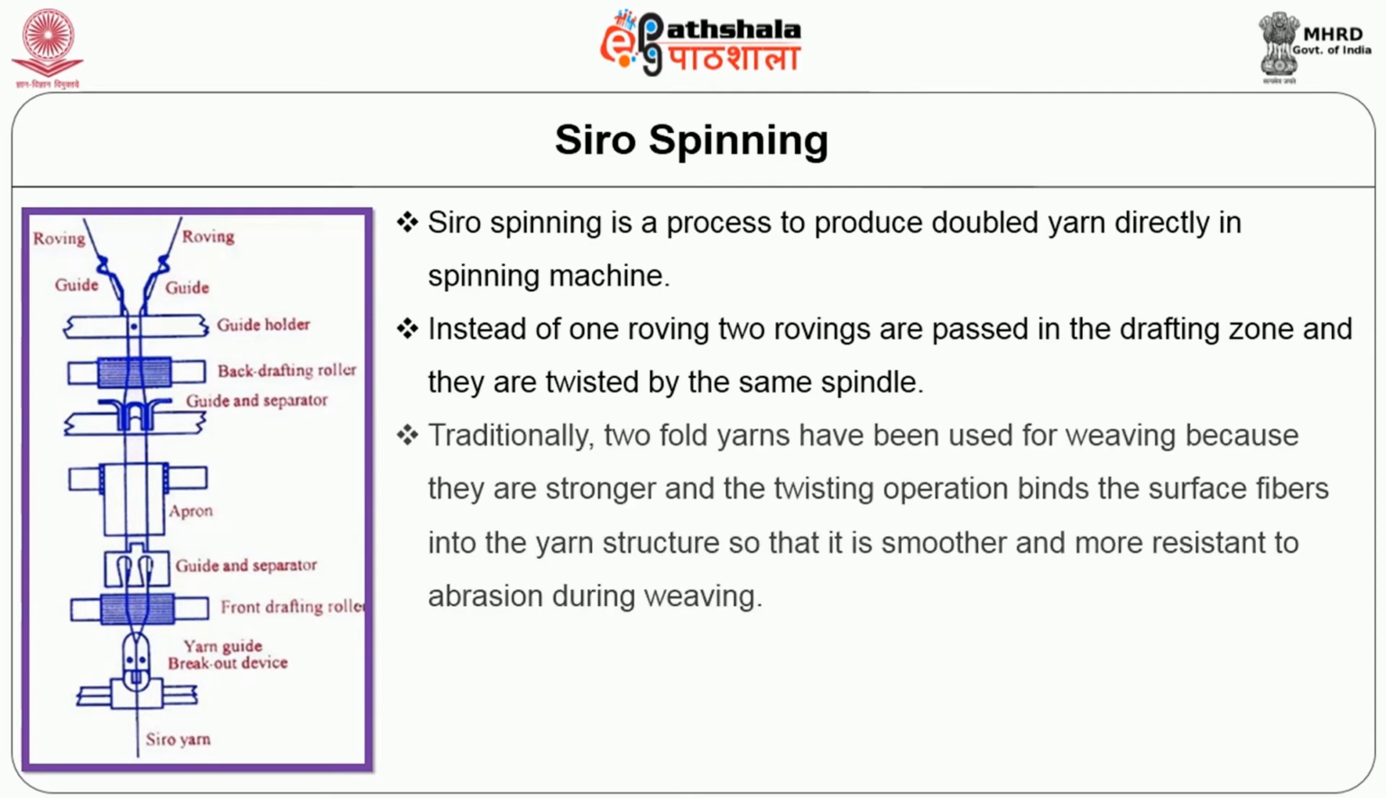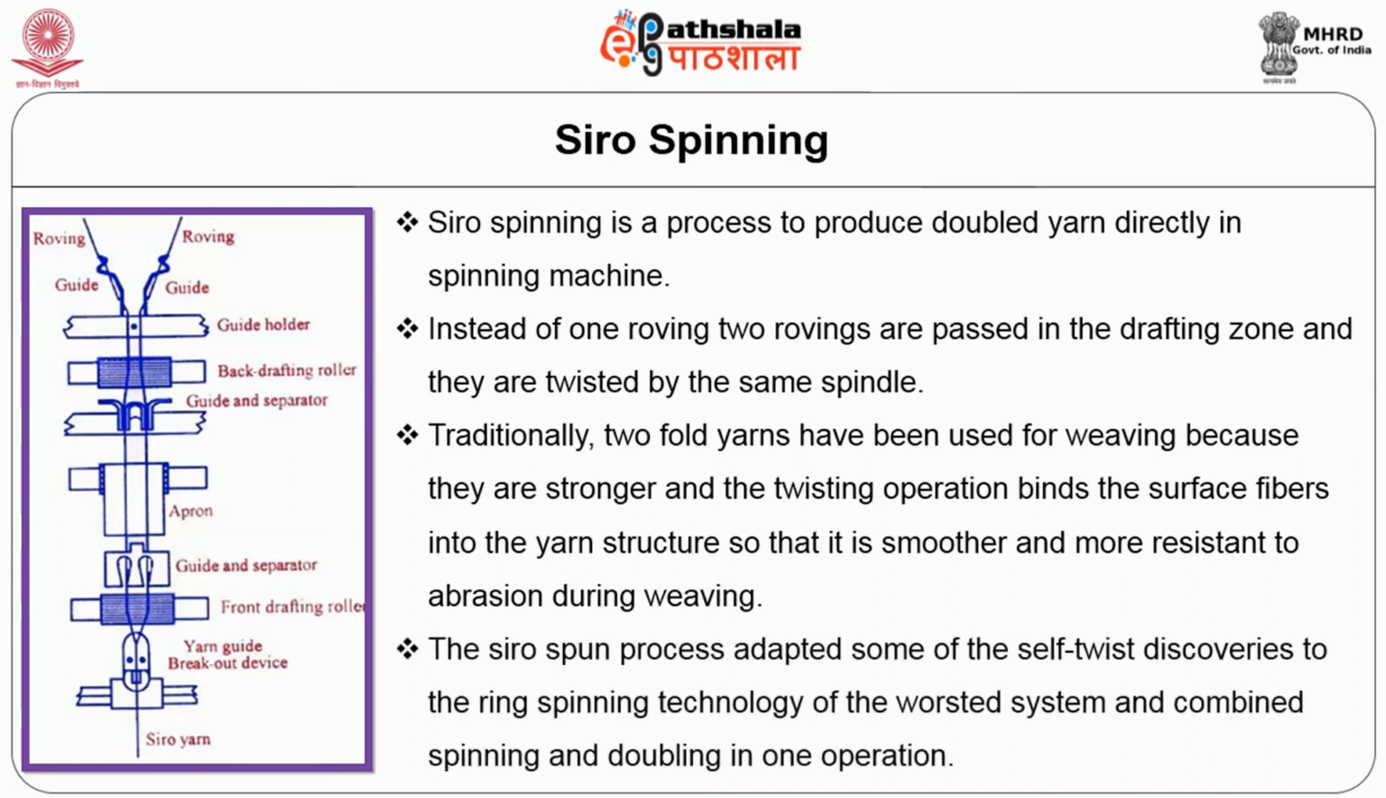Traditionally, two-fold yarns have been used for weaving because they are stronger, and the twisting operation binds the surface fibers into the yarn structure so that it is smoother and more resistant to abrasion during weaving. The zero spun process adapted some of the self-test discoveries to the ring spinning technology of the worsted system and combined spinning and doubling in one operation.